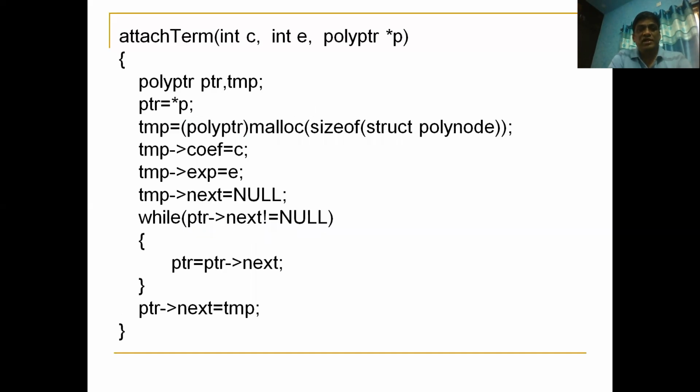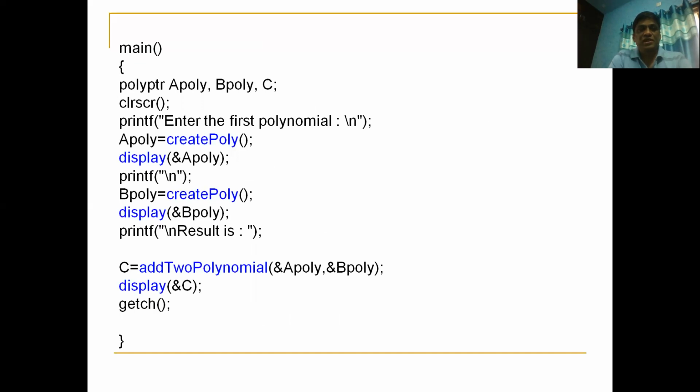And I already explained these two functions. And finally, write this main function. Use a poly pointer to create a poly, b poly, and c. And enter the first polynomial and call the create poly, which returns the first poly. This function will ask the user to enter the terms of the first polynomial and returns the corresponding polynomial, which is kept inside a poly.